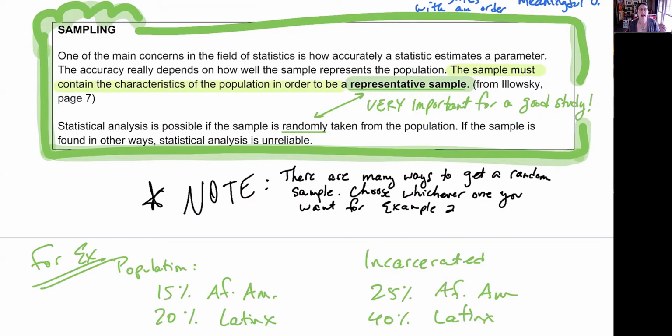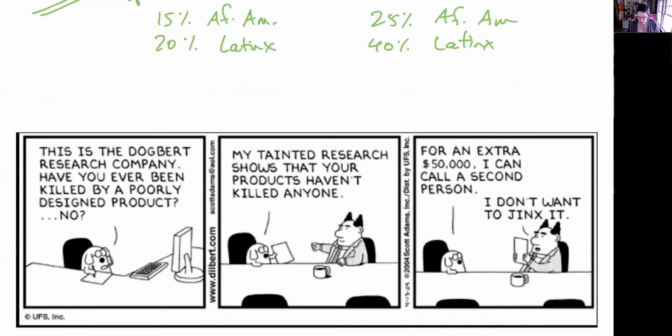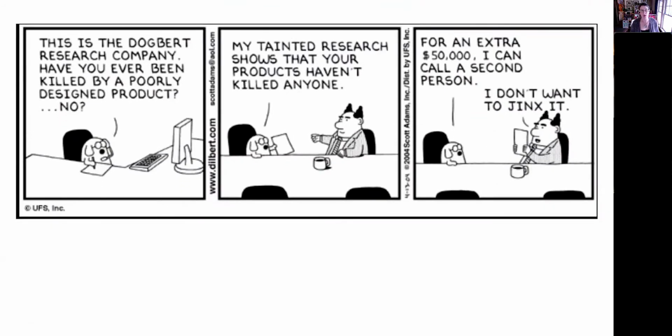For example, last week what I talked about is polling, right? If you're going to do some kind of, let's say, political poll, and you're only polling people in the San Francisco Bay Area, is that going to be representative for the entire U.S.? No way, not at all. It's not a representative population. All right, so how we sample is critically important. And who we sample is critically important.